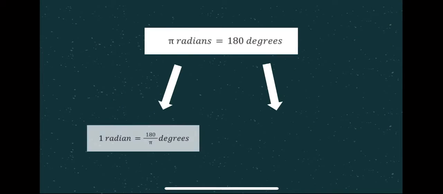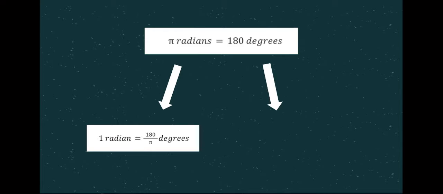Well, how many degrees is 1 radian? Or how many radians is 1 degree? You can answer that by further simplifying the equation. To understand how many degrees is 1 radian, you need to divide both sides by pi, canceling out the pi on the left side of the equation and leaving 1 radian equal to 180 over pi degrees.